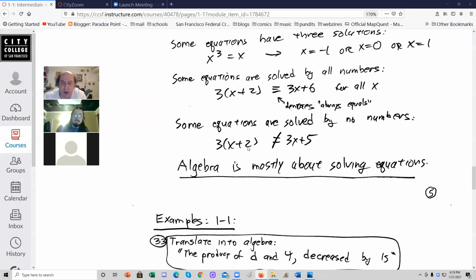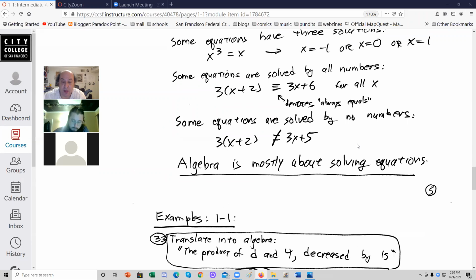Here's an equation which is solved by no numbers. 3 times (x plus 2) is never equal to 3x plus 5. So maybe I should say equals for no x. And in algebra, basically what we'll be doing most of the time is solving equations, trying to find the unknown given some equation that we know about it.